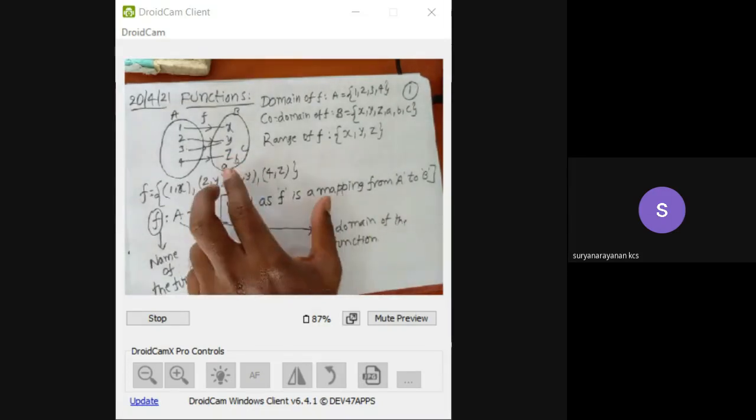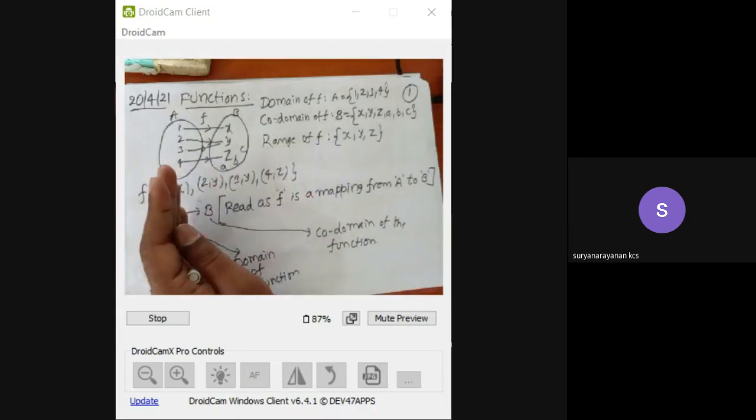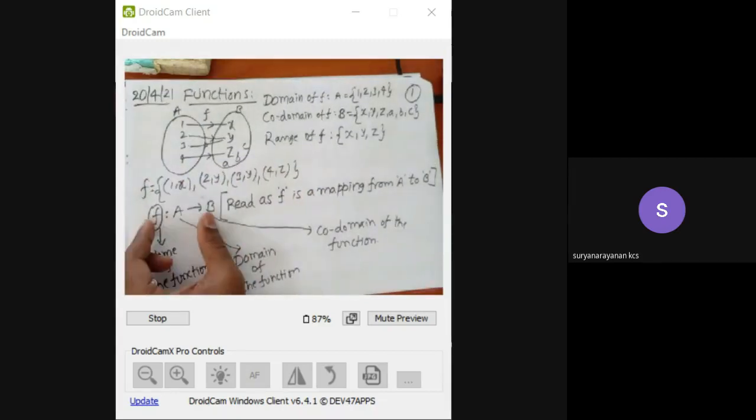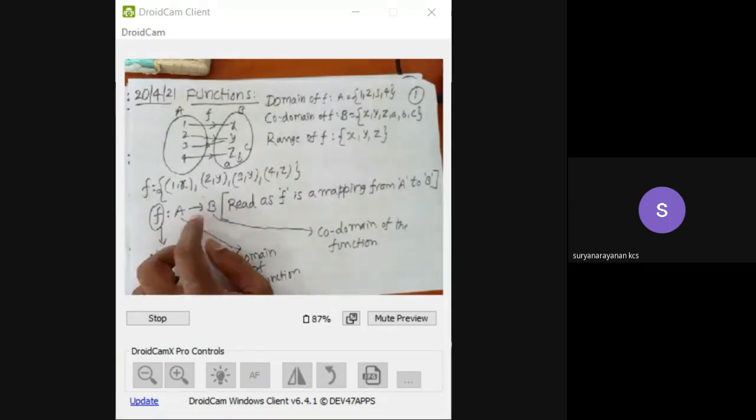Okay, my children. This is about functions. These are basic points. What is the name of a function, just by watching the notation? What is the name of the function? What is the domain of the function? What is the codomain of the function? Just by watching this notation. Are you watching the screen, my children? I'm showing that by my finger.